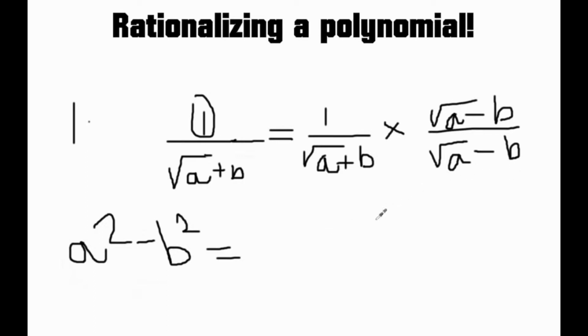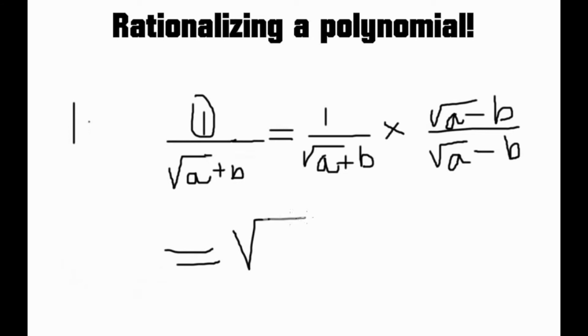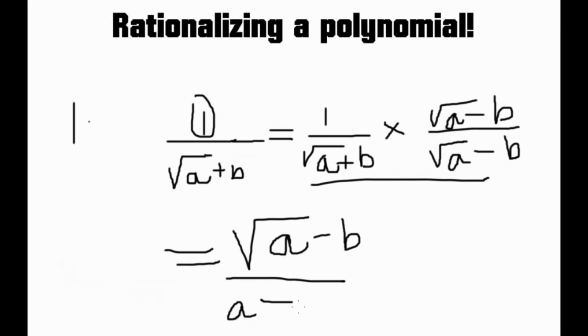Now if we see the results here, it will be under root a minus b by a minus b, because under root a, because these two rationalize, so it will be a minus b.